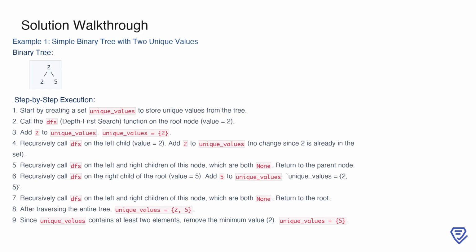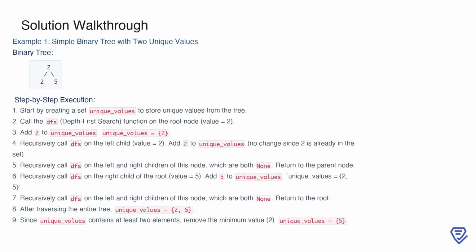Next, we move to the left child of the root, which also has a value of 2. Since 2 is already in the set, there's no change. The left and right children of this node are both null, so we return back. Then, we examine the right child of the root, which has a value of 5. This value is added to our set, resulting in unique_values equals 2, 5. The left and right children of this node are null as well, so the traversal is complete.